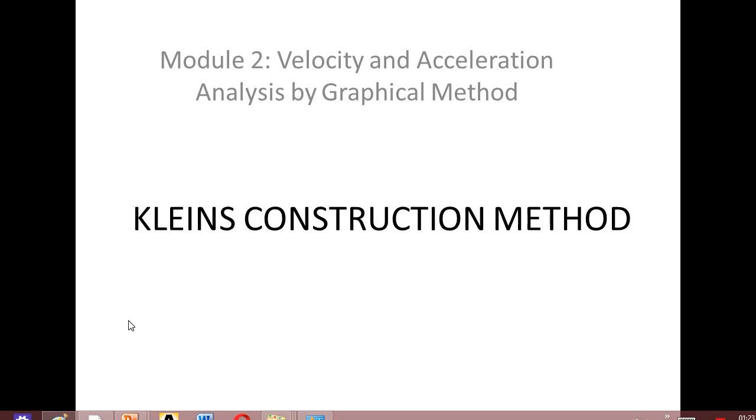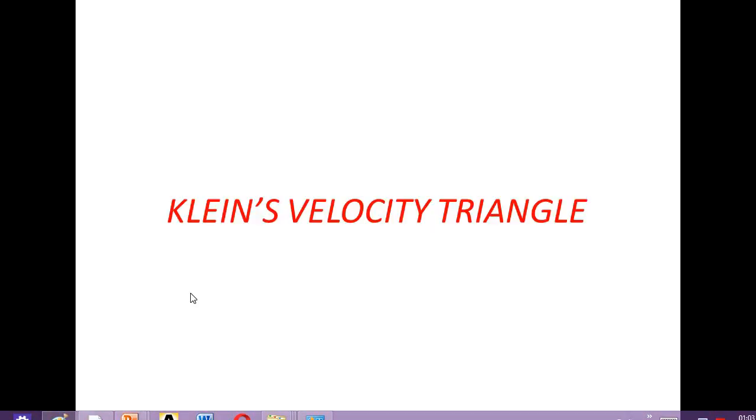This construction is drawn directly, hence it does not involve separate figures, and it is applicable only for slider crank mechanism. So if you are drawing a slider crank mechanism and you want to analyze the velocity and acceleration, then we can use the Kleene construction method. There are two parts here: Kleene's velocity triangle and Kleene's acceleration diagram. First we will discuss Kleene's velocity triangle, and how to construct it step by step.